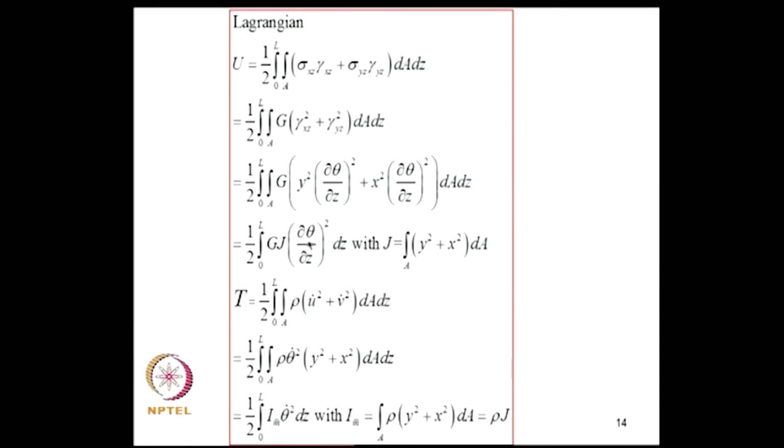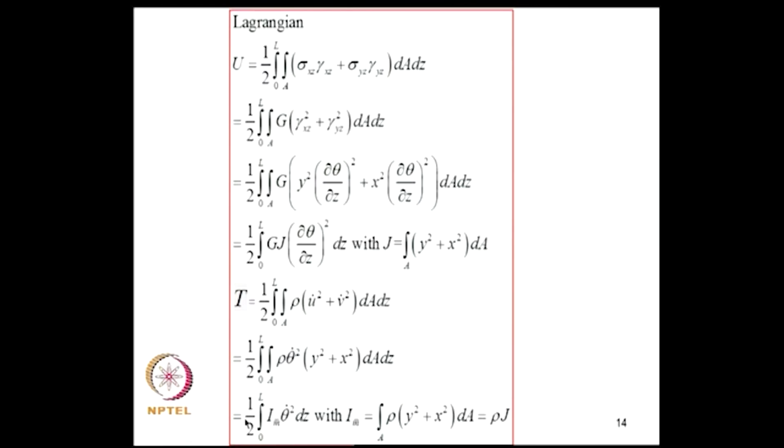the strain energy as GJ dou theta by dou z whole square dz, with J being given by this quantity, which is actually Ixx plus Iyy. This is the strain energy. Now the kinetic energy is given by half rho dA, which is mass per unit length, rho dA dz is the mass per unit volume, u dot square plus v dot square. So, we can write u and v in terms of the assumed displacement field and theta, and we get this. And if I now denote I m bar as area integral rho into x square plus y square dA, which is rho J, I get the kinetic energy in this form.